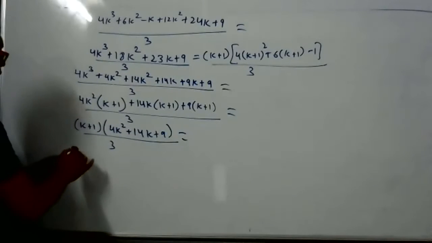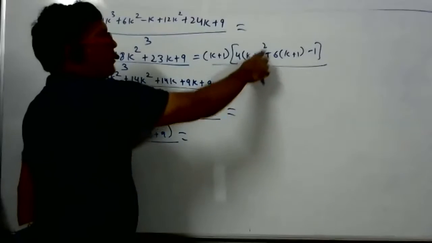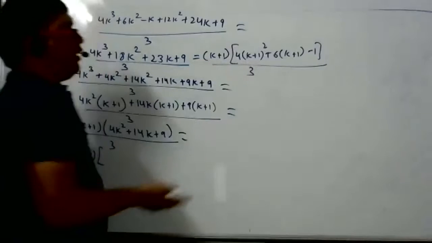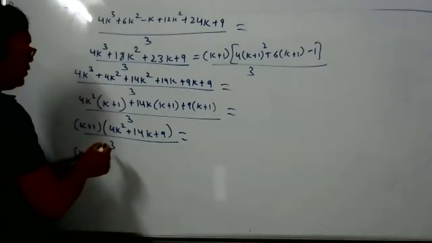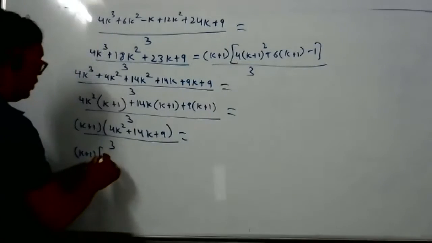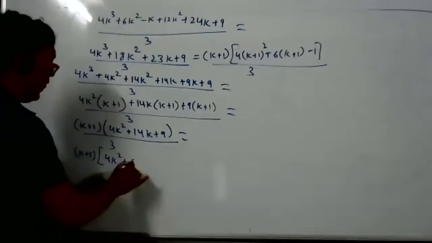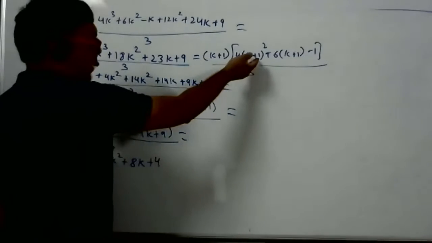So what can we do? K plus 1 we can write. So here we want k plus 1 whole square. K plus 1 whole square means what should it be? Open the bracket in mind. K plus 1 whole square is how much? K square plus 2k plus 1. And that is multiplied with 4. So 4k square plus 8k plus 4. This we can do in mind also now.